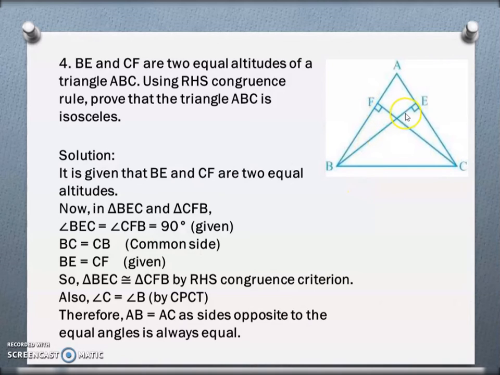Now here a right angle is already there because they are altitudes. So angle E and angle F are 90 degrees each, given to us. Also hypotenuse BC is the common side, and BE and CF are given as equal altitudes. So we can use the RHS condition in these two triangles and prove that they are congruent. If they are congruent, then I can say that angle B and angle C by CPCT will be equal. And if angles are equal, then sides opposite to those angles will be equal. So that's how AB and AC are equal and the triangle is isosceles.